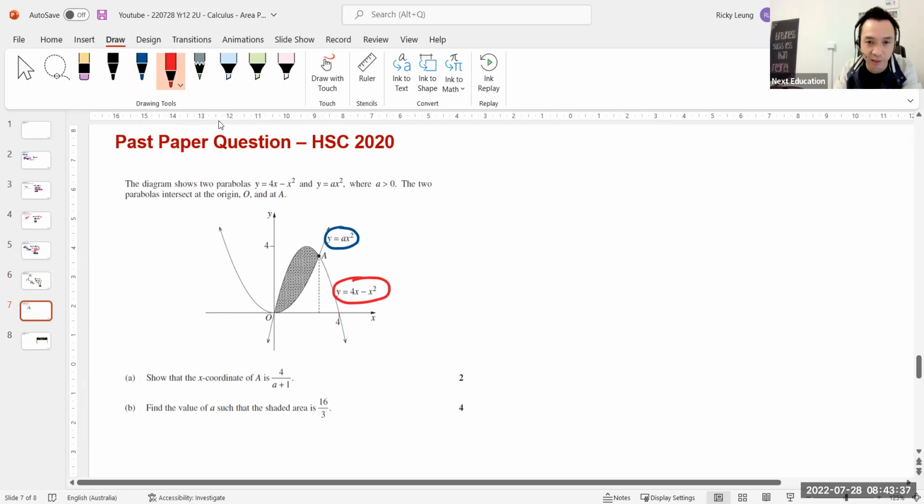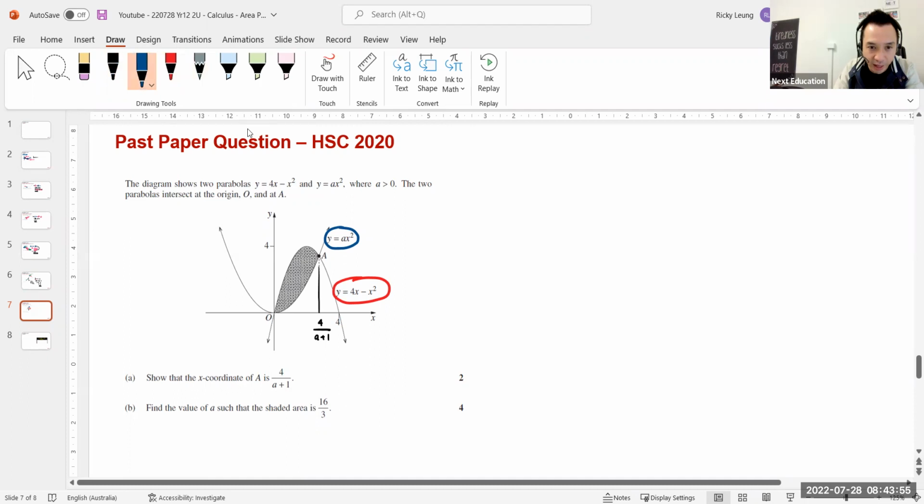There's a parameter missing, show that x coordinate. So firstly, they tell you, can you please find the point of intersection there and show that that is 4 on a plus 1, and then find a if they give you the area. Okay, very similar, right? Very similar to what we've been doing.